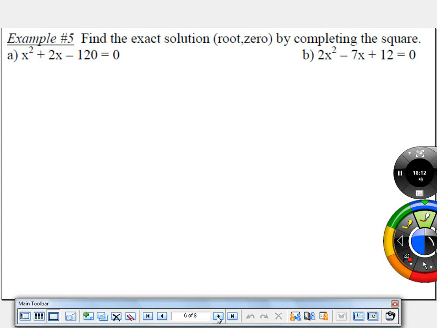Now, the first one's totally factorable. I know that. Okay. Again, my goal is not in the future to dictate which method that you solve by, but right now we're going to say solve by completing the square, and this is why. I want you to be able to solve by factoring. I want you to be able to solve by completing the square. I want you to be able to solve by using the quadratic formula.